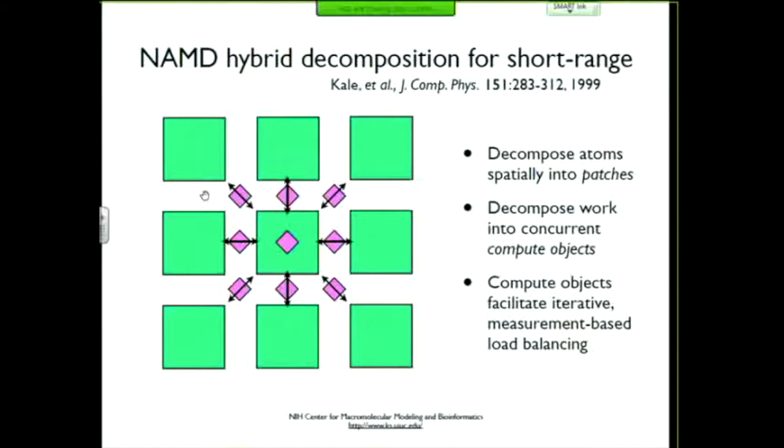We've decomposed the atoms spatially into patches, and we've decomposed the work into these compute objects that can all be scheduled concurrently. So the idea is that at some patch depicted in the center, we are sending our atom positions and charges to these purple objects here, which are the compute objects. This is an example of the over decomposition that is good for our problems to make use of when we're using Charm++.